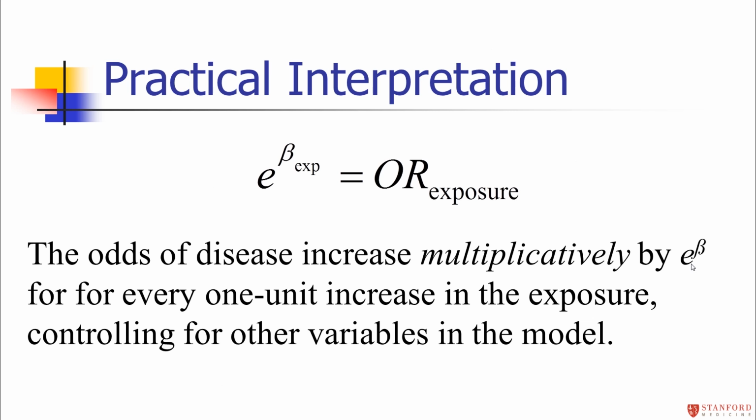So just to summarize, the practical interpretation here is if you take the beta, the slope from a logistic regression for any of your exposures, your predictors, and you exponentiate it, you get the odds ratio for that exposure. And you would interpret that as the increase in the odds of your outcome for every 1-unit increase in the exposure, adjusted for, controlling for all the other variables, all the other predictors that are in the model. And we'll practice looking at an example of how to use this in the next module.